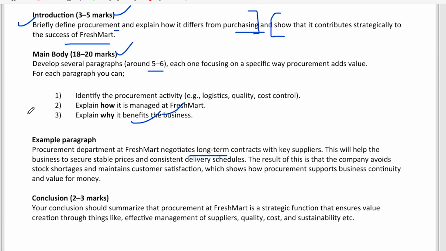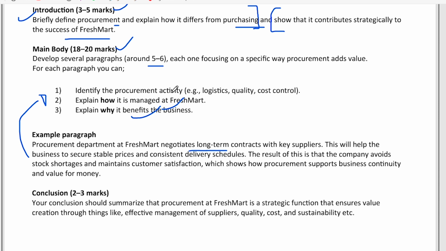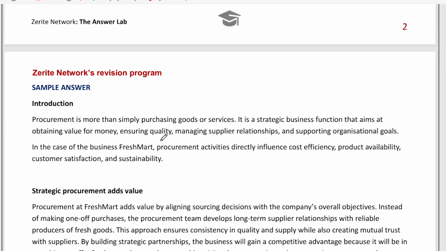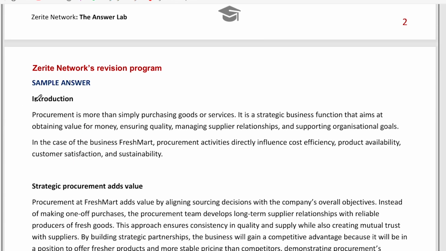So these are the paragraphs that you are going to have in the body, and each paragraph will just depend on whatever activity you've mentioned. And each activity is just designed to show how procurement is different from purchasing. And then, of course, there is your conclusion, which you work on, which will summarize the procurement at that company. Anyway, here's a sample answer for that.